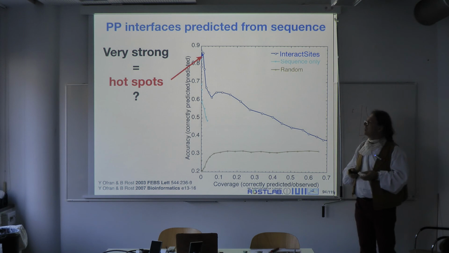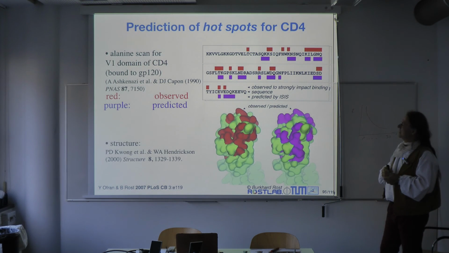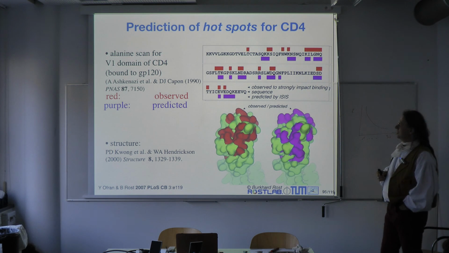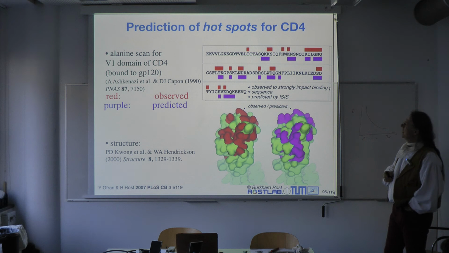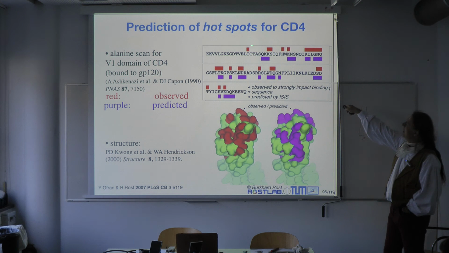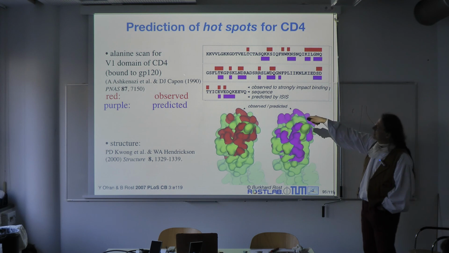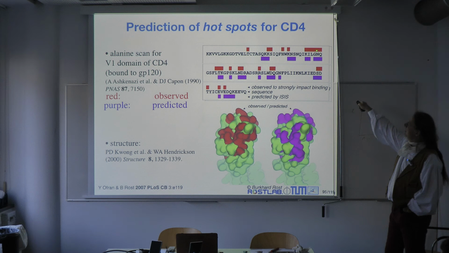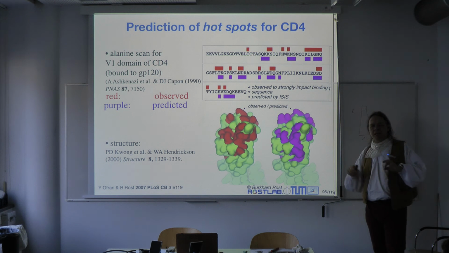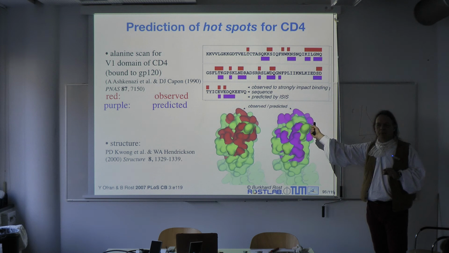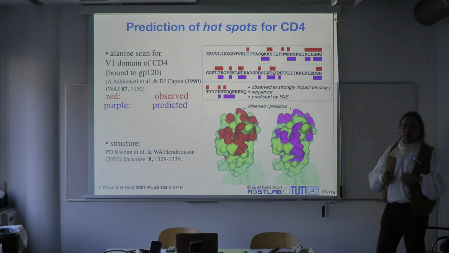Okay? So one way of testing this, and that's what Yanai did, was to go to the group of Wayne Hendrickson. His friend Ashkenazi there had done a large-scale study for GP120 bound to CD4. The ones that had hotspot-like qualities, with a lot of impact on the binding interface, are shown in red. That's experimental. The purple ones are predicted.